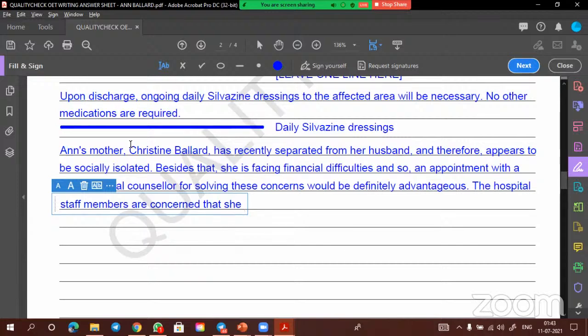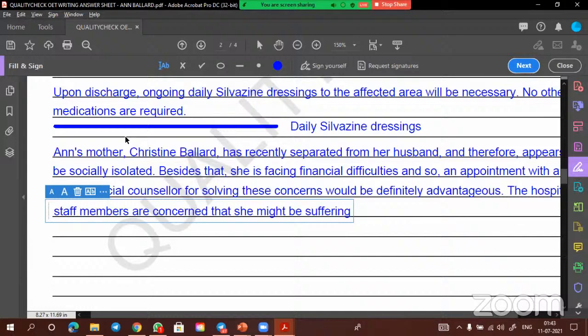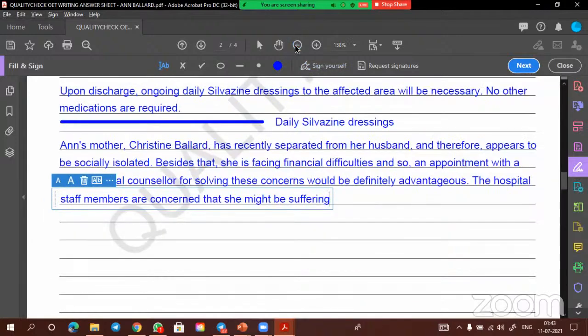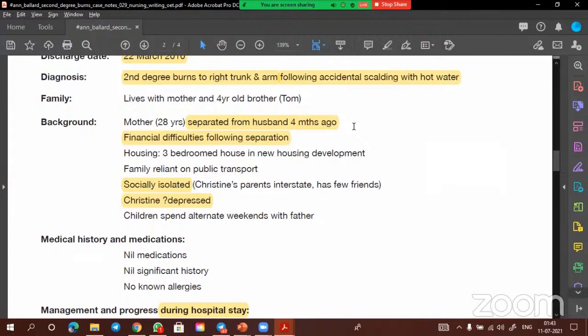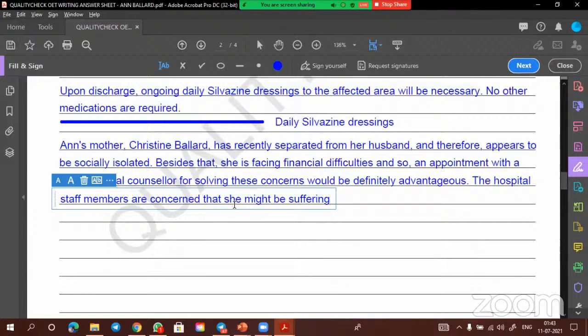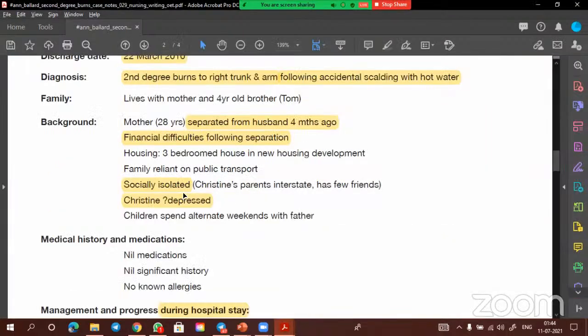Always you need not write the name, okay, right? She might be suffering, or facing possible depression, suffering from depression. So the hospital staff members are concerned. So this is doubtful.